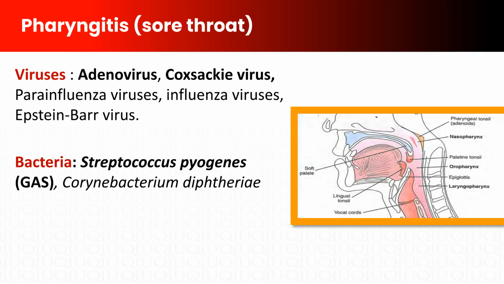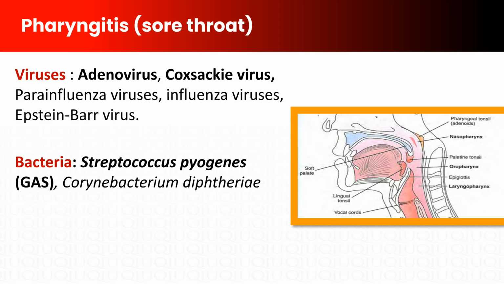Coxsackie virus causes a specific type of pharyngitis called herpangina, characterized by small vesicles and ulcers in the throat. Parainfluenza viruses and influenza viruses can cause pharyngitis as part of a more generalized respiratory infection. Most importantly for today's discussion, Epstein-Barr virus causes infectious mononucleosis, which presents with severe pharyngitis as a prominent feature. It's important to remember the bacterial causes as well for comparison.